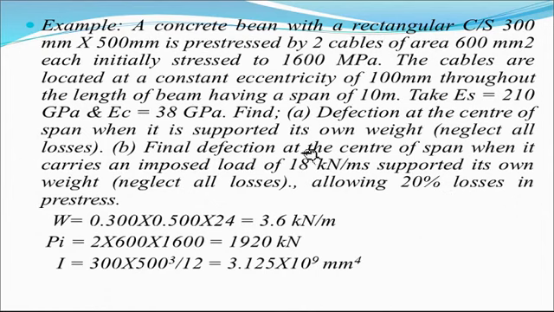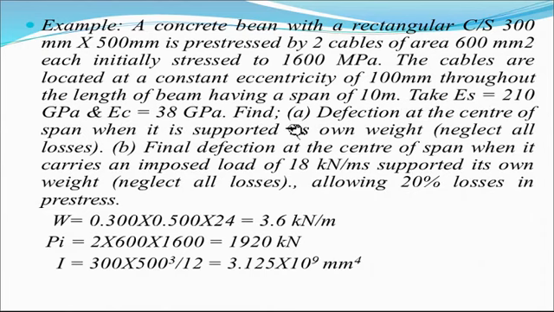Now we have taken one example. A concrete beam with rectangular cross section 300 mm by 500 mm is pre-stressed by two cables of area 600 mm square each, initially stressed to 1600 MPa. That is fp equal to 1600 MPa. The cables are located at a constant eccentricity of 100 mm throughout the length of the beam. That means the cable is straight, with eccentricity at the support and at midspan constant at 100 mm. The beam has a span of 10 meters. Take Es, the modulus of elasticity of steel, as 210 GPa, and Ec, the modulus of elasticity of concrete, as 38 GPa.